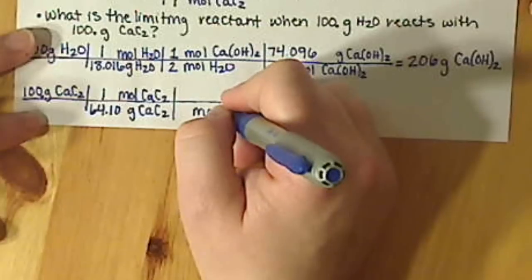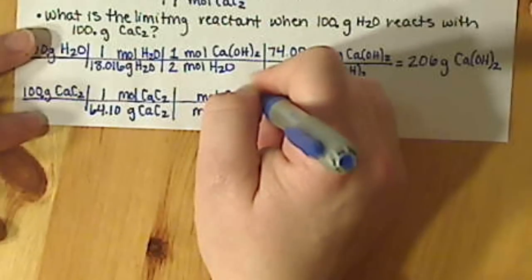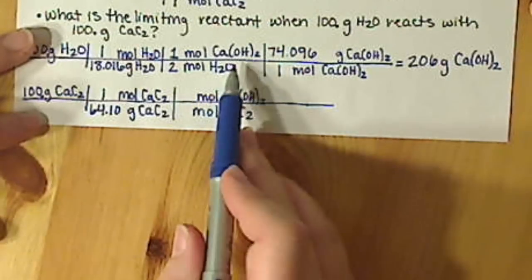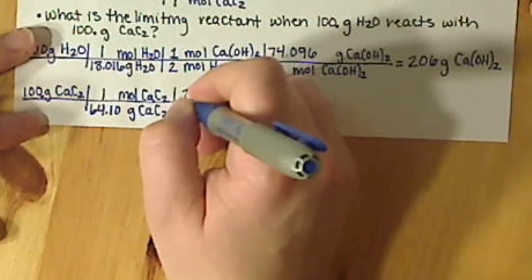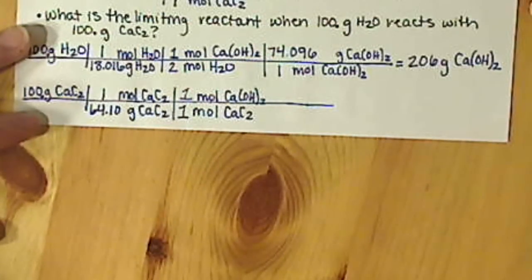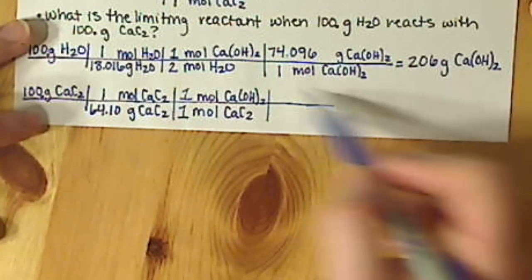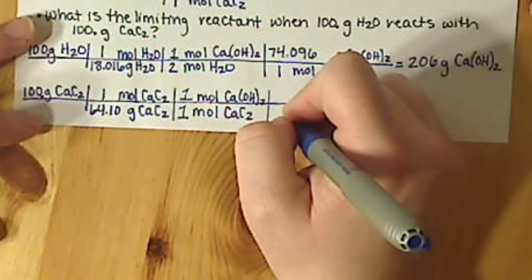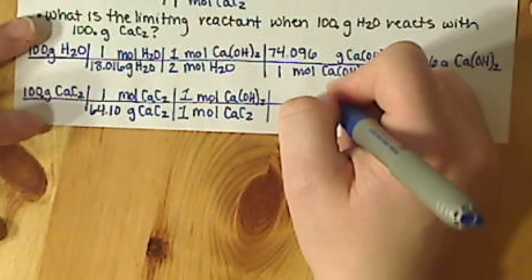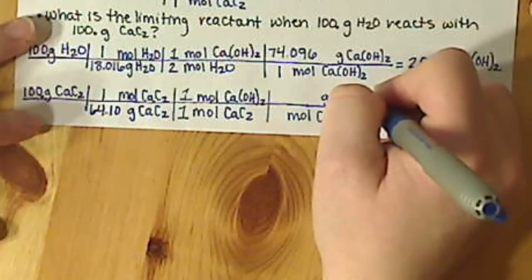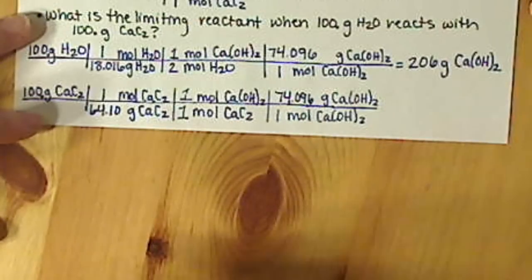And then we want to go from moles of calcium carbide to moles of calcium hydroxide. Remember, we want to stick with the same product that we chose for the first calculation. Then we look to our coefficients for that ratio. It's a 1-to-1. And then our final step is just like the final step up above. We're wanting to convert from moles of calcium hydroxide to grams of calcium hydroxide. And we still have 74.096 grams per 1 mole.